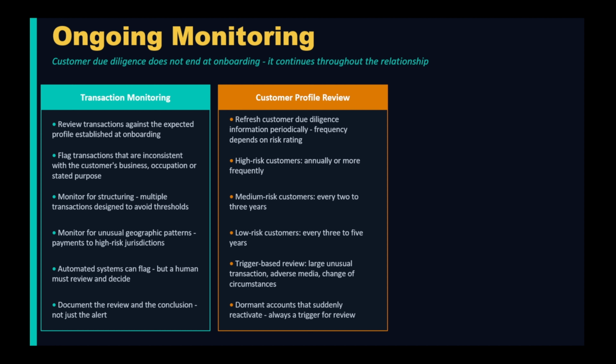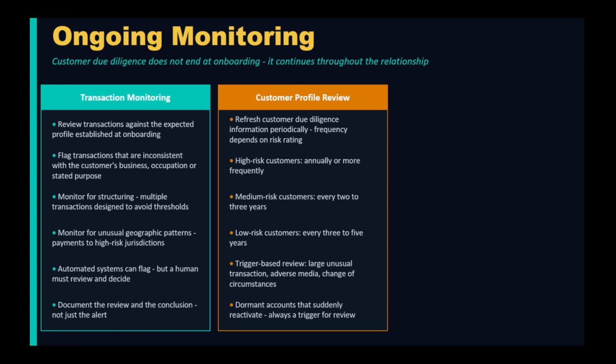The second thing that we need to look at is the customer profile review. The frequency of customer profile reviews depends on the risk rating. High-risk customers, including PEPs and customers connected to high-risk jurisdictions, must be reviewed at least annually and often more frequently. Medium-risk customers are typically reviewed every 2 to 3 years. Low-risk customers may be reviewed every 3 to 5 years.